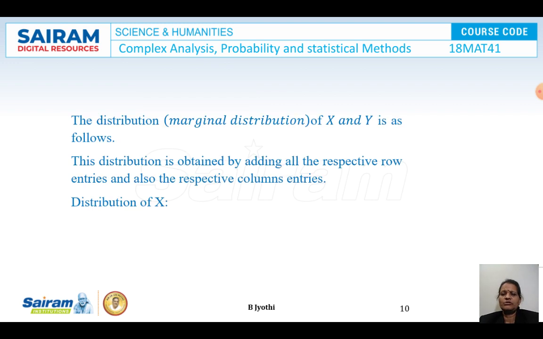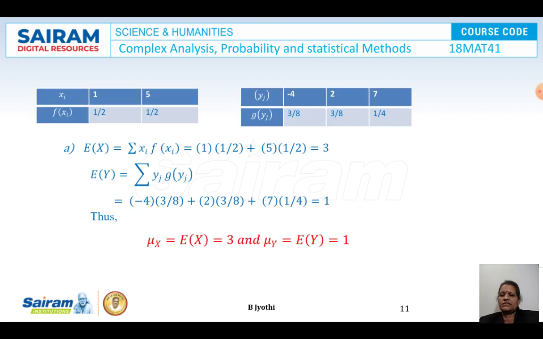The marginal distribution of x and y is as follows. This distribution is obtained by adding all the respective row entries and also the respective column entries. Now let's see the distribution of x. So the distribution of x is given by 1 and 5. The total of that will be half and half. That is, f of xi is half, and for 5 also it was half.